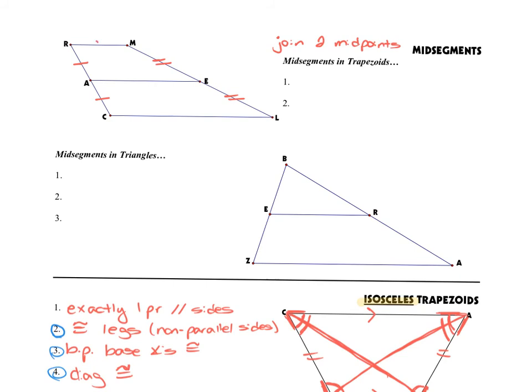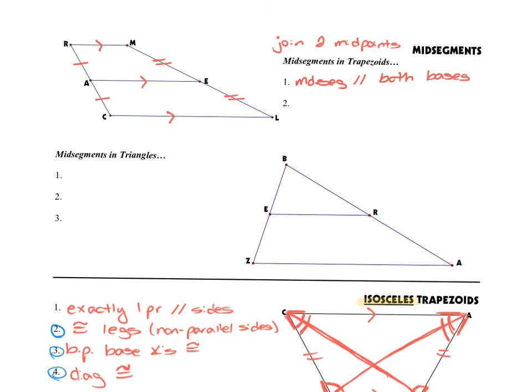If this is a trapezoid, RM is parallel to CL, but what is true if it's a midsegment is that the midsegment is parallel to both bases. So AE is going to be parallel to both the top and the bottom.